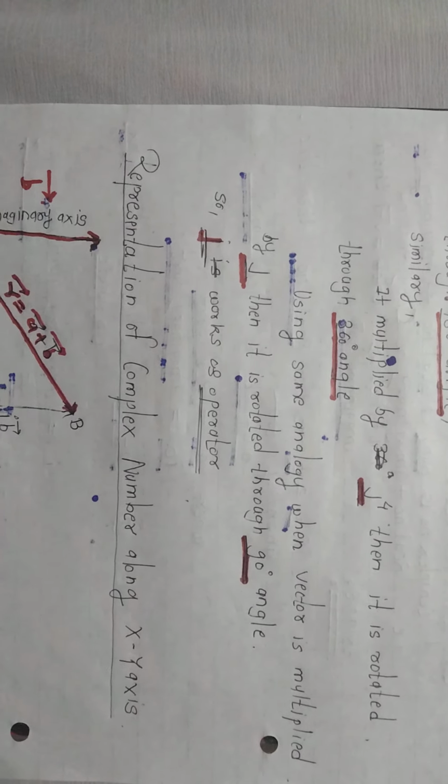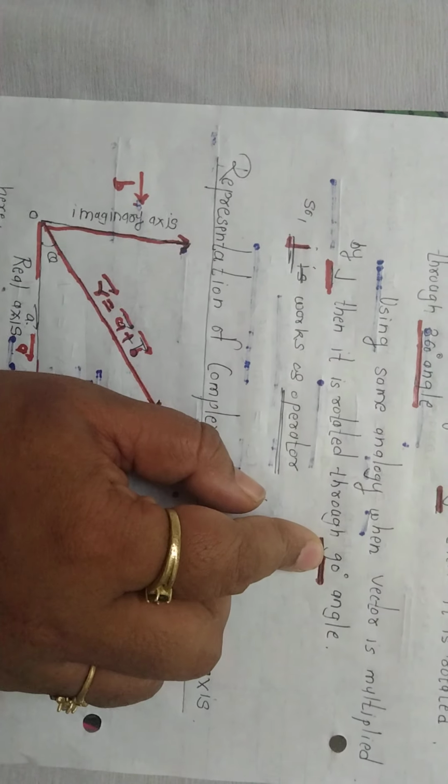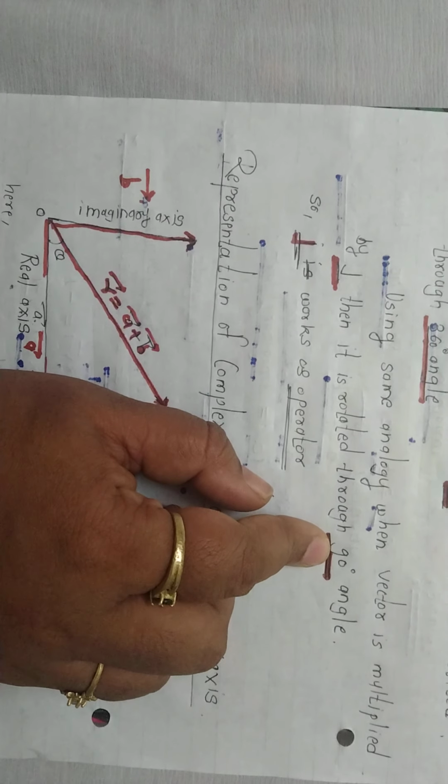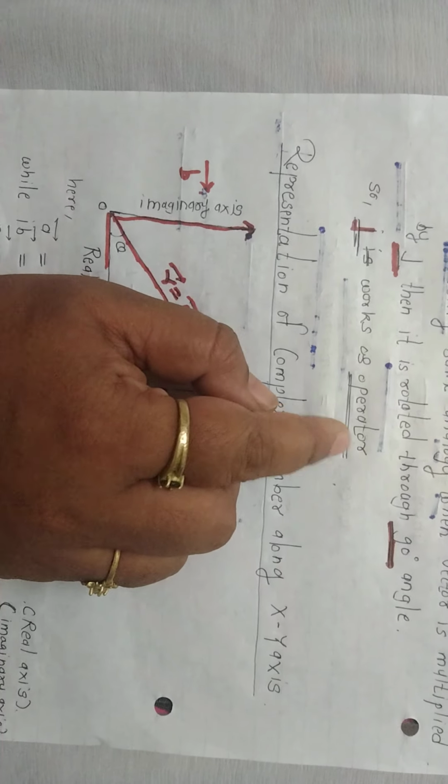Using the same analogy, j rotates a vector through 90 degrees, so it lies along the other axis. So j works as an operator. It can also be written as i.